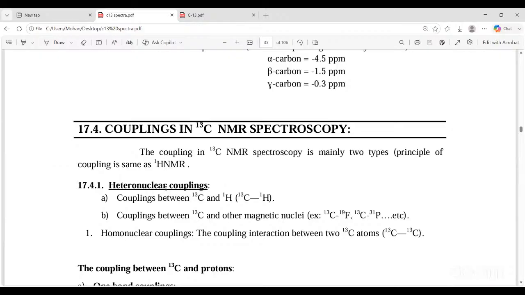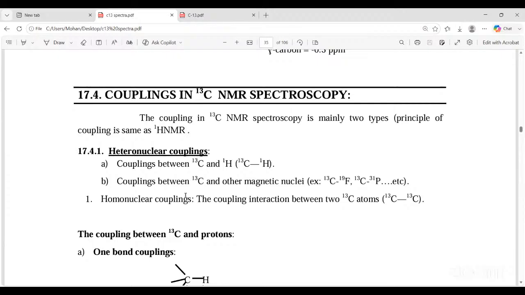The second category is the heteronuclear couplings. Hetero means different, so the coupling between different atoms is the heteronuclear coupling. This is further classified into two types. One is the coupling between C13 and hydrogen. When the carbon is attached with hydrogen, you can see the carbon-hydrogen coupling.